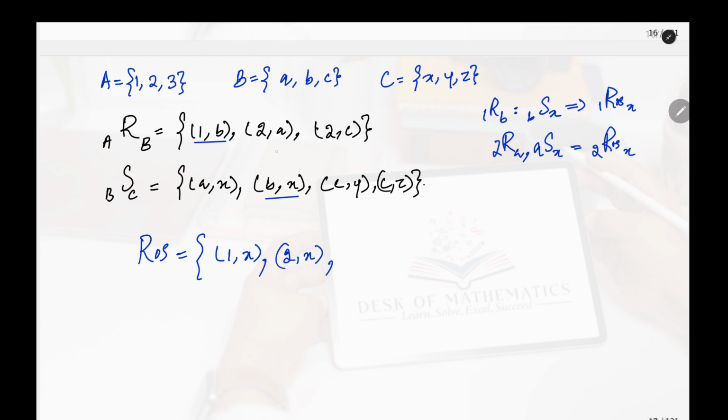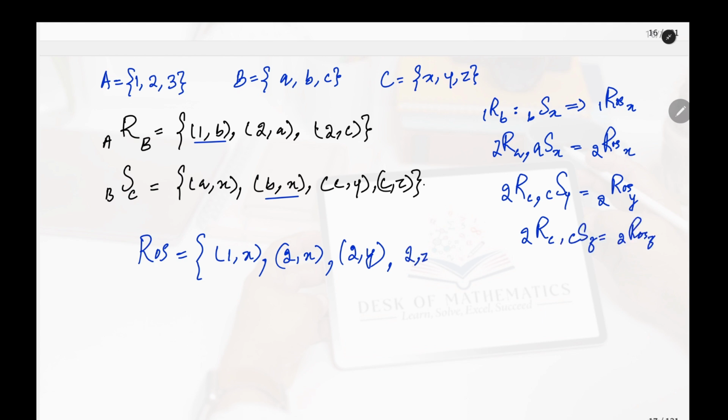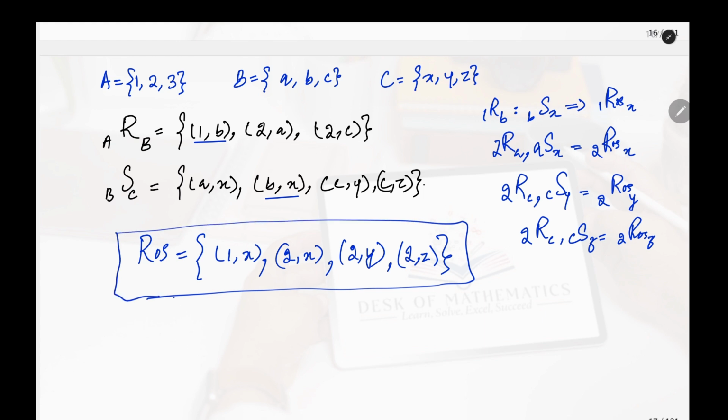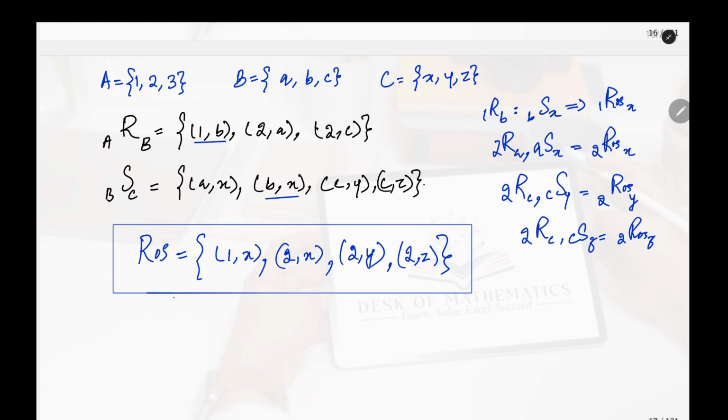Now, is there anything else for a? No. Now 2 is related to c, and in S, c is related to y, so in R of S, 2 will be related with y. Also 2 is related with c and c is related with z, so 2 will be related with z as well. So this is the R of S, and this is how you can find the composition of the relation.